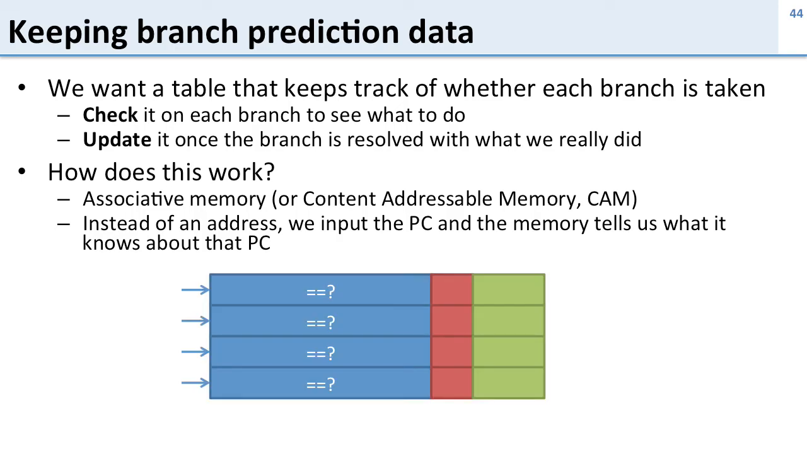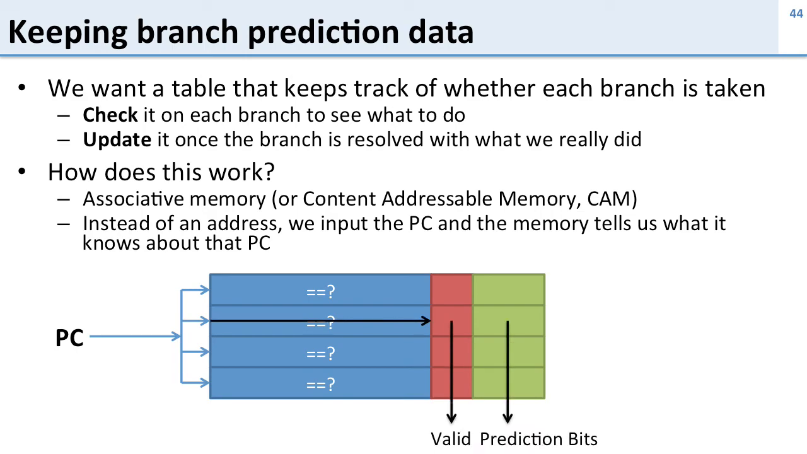So here's our memory. We're going to put in the PC, and the memory is going to check and see, do I know anything about that PC? If it does know something about the PC, then it's going to output some data. It's going to output two things, valid and the prediction bits. So valid tells us, is this a branch that you should pay attention to? And the prediction bits tell you, if it's a branch, what should you do?